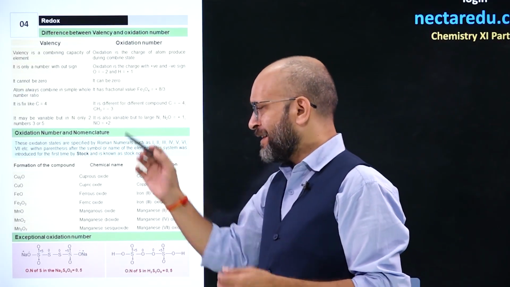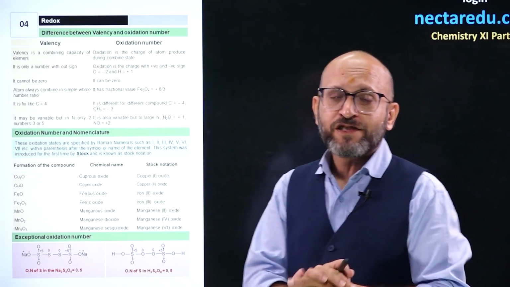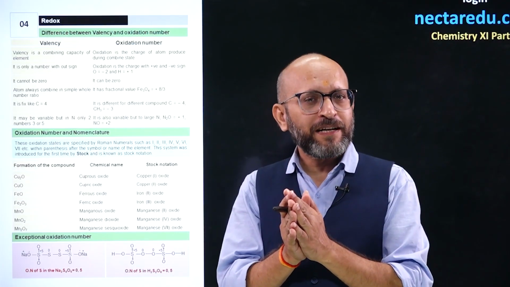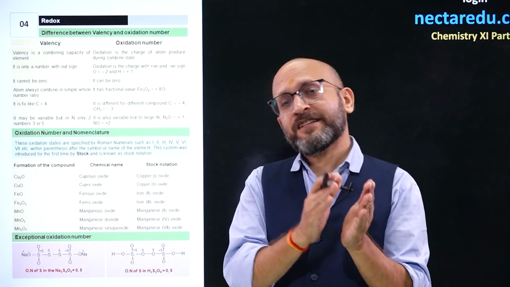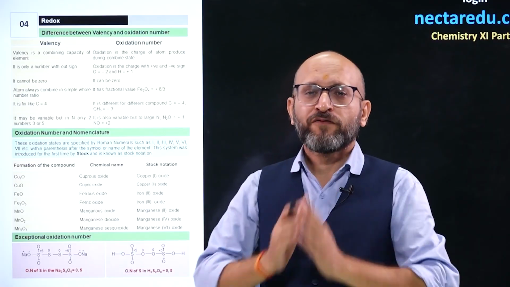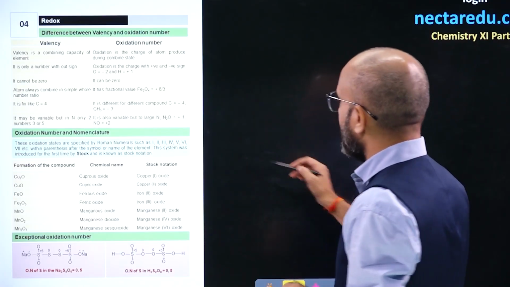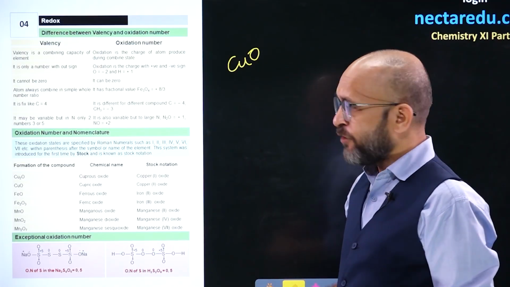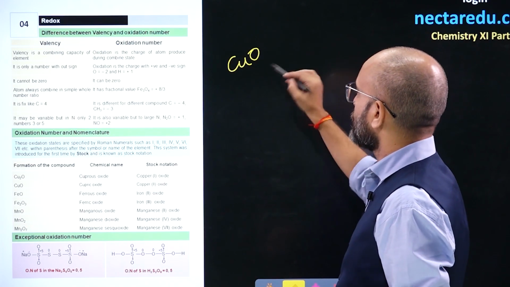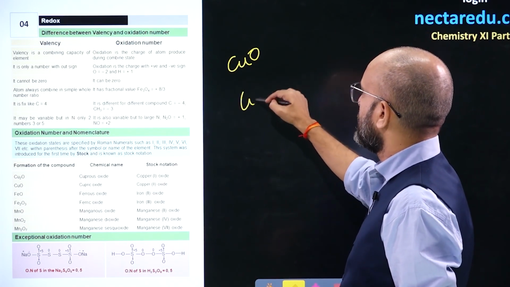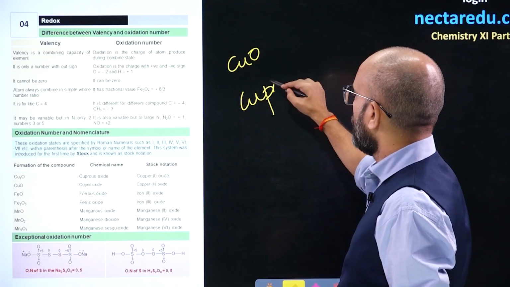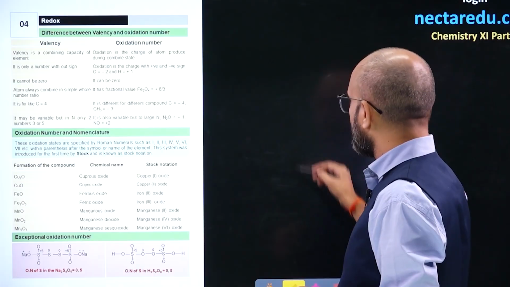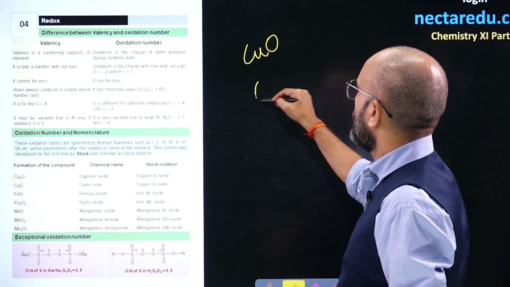And there is another term called stock notation. What is stock notation? Stock notation is nothing but mention of the oxidation number in Roman numerals, followed by the name of the metal. For example, if I have to write CuO, the oxidation state of copper out here is +2. So this is basically called cupric, right? But in the stock notation we will write CuO as copper.